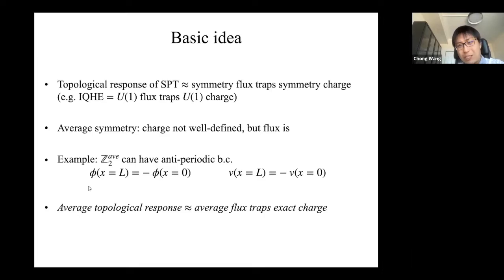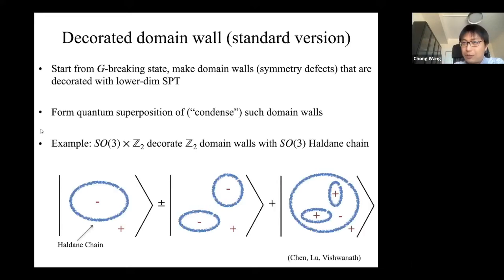Once you have that in mind, it becomes kind of obvious what to do. If the usual SPT means flux traps charge, then an average SPT can be characterized as saying average flux traps, well, you cannot trap average charge, that doesn't make sense, but exact charge makes sense. So you can certainly have something with the property that average flux traps exact charge. So that's the basic idea.